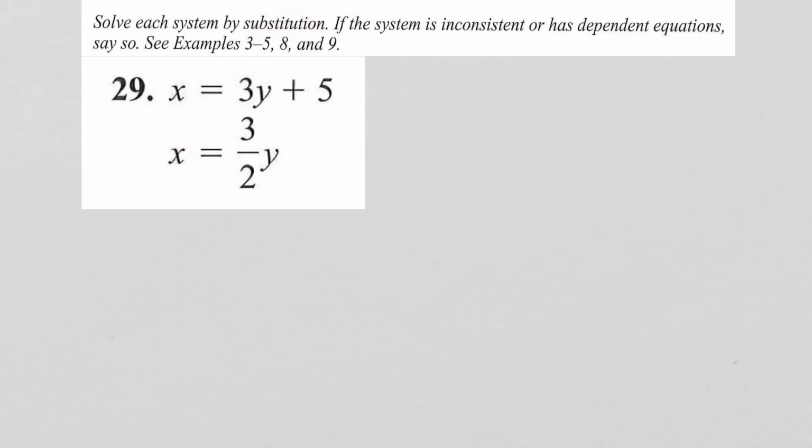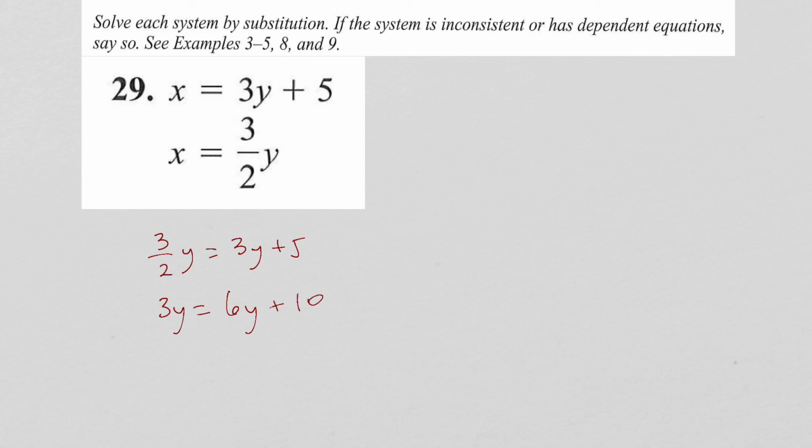Okay, for number 29, they're both solved for x. So I'm going to use substitution by plugging this in here, but it's the same thing. So I'm going to have 3 halves y is equal to 3y plus 5. Now if you're like me, I don't like fractions, so I'm going to multiply this, this, and this by 2 to get rid of the fractions. So I multiply this by 2 and I get 3y. I multiply this by 2 and I get 6y. And I multiply that by 2 and I get 10.